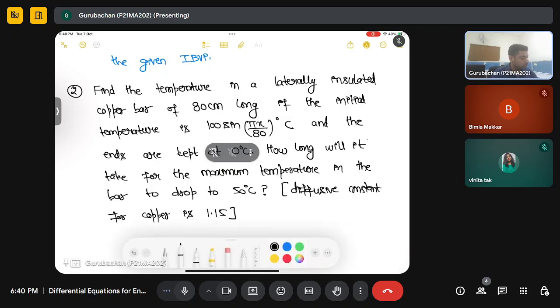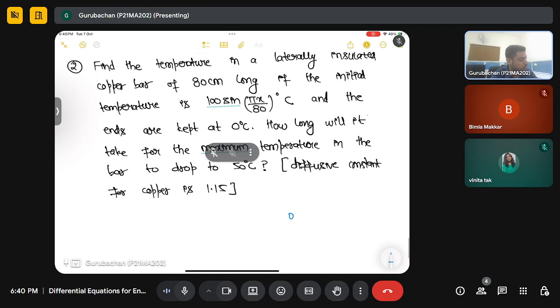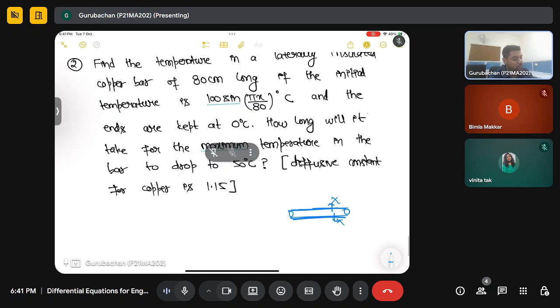So let us start. First of all, what is this laterally insulated copper bar? So we have given a copper bar. Suppose this is some kind of copper bar. I am saying laterally insulated means in this direction there is no heat exchange. So this rod is not exchanging heat in the vertical direction. Okay, next, we have given that it is 80 centimeter long.